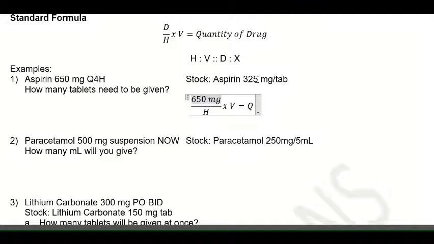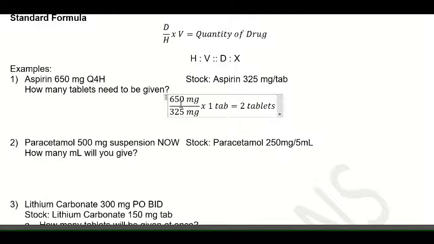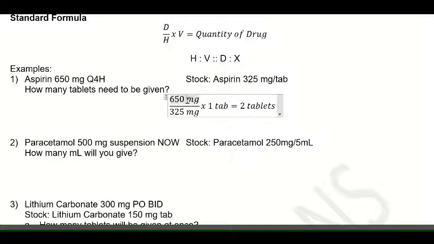Stock, aspirin 325 milligrams. So that's what's on hand, 325 milligrams. Then the volume, 1 tablet. Let's do the math. 650 divided by 325 times 1 tablet. That would give you 2 tablets. The benefit, if you are copying, including the units, is that you'll be able to show how to cancel. For example, in this one, milligrams and milligrams are canceled out, meaning you are sure the tablet is the one that is left. I hope you got it right.